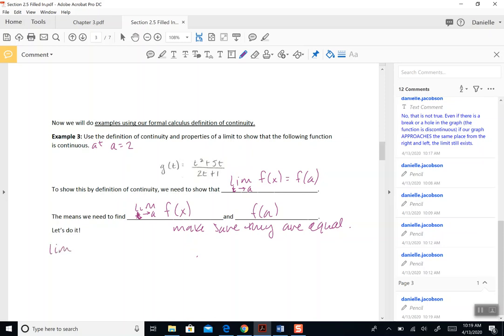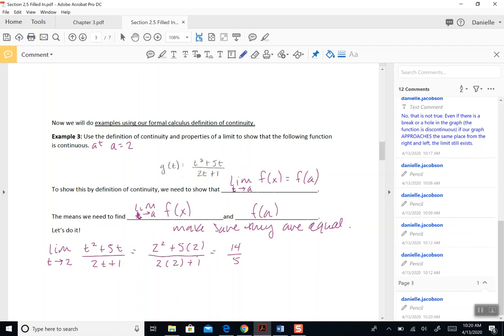So we're going to find the limit as t goes to 2 of our f of x function, which is t squared plus 5t over 2 times t plus 1. From section 2.3 by the limit laws, we should see we can actually just go ahead and run this through. So running the 2 through the top part, we'd have 2 squared plus 5 times 2. Running it through the bottom, we would have 2 times 2 plus 1. And this would end up getting us 14 over 5. All right, so we've calculated the limit.